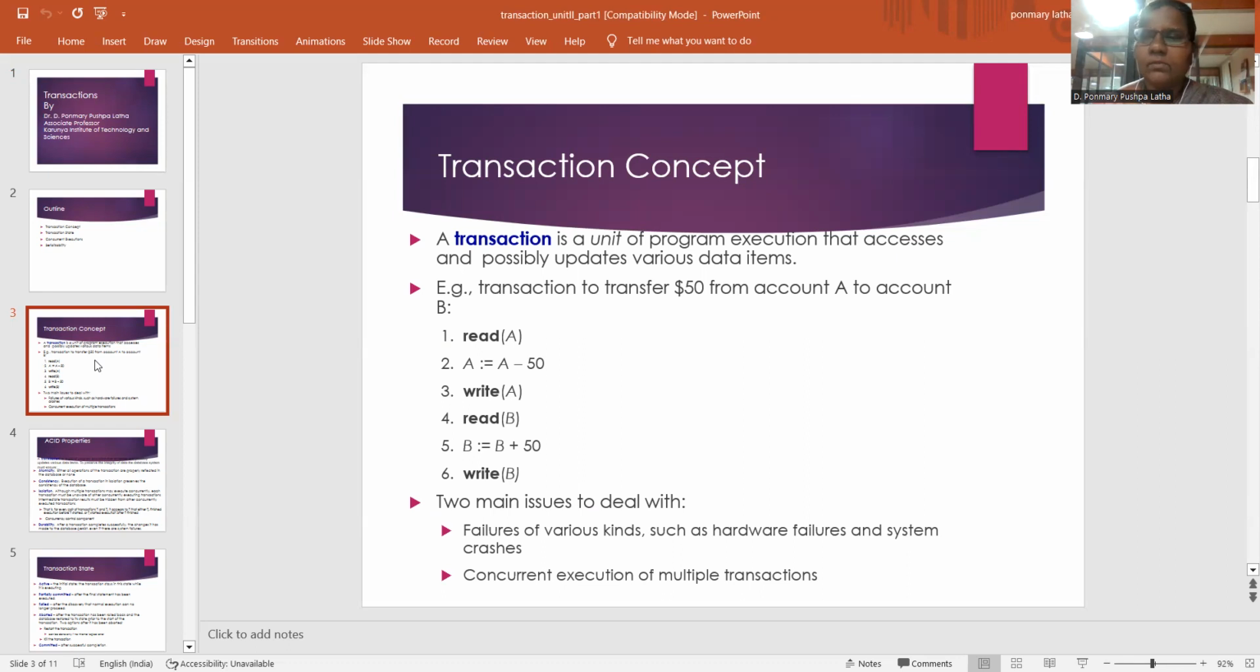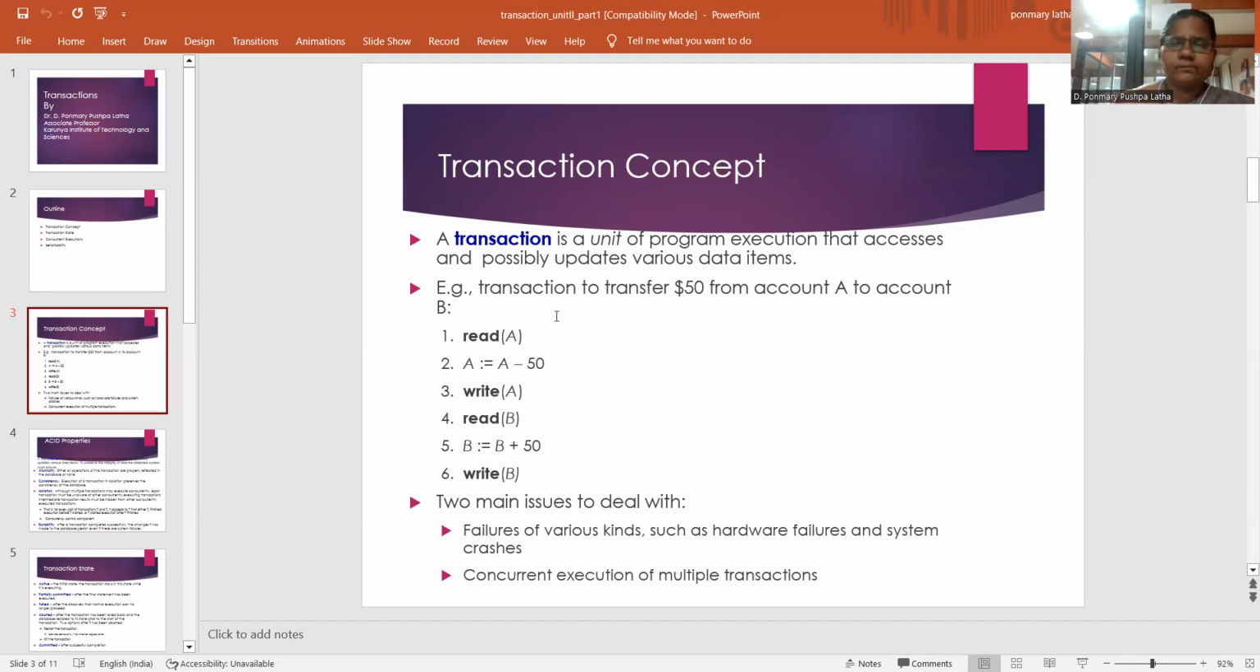Suppose you go to a bank and pay the amount to get a DD. You have to get the DD, then only the task is completed. Otherwise, they have to give the money back to you.